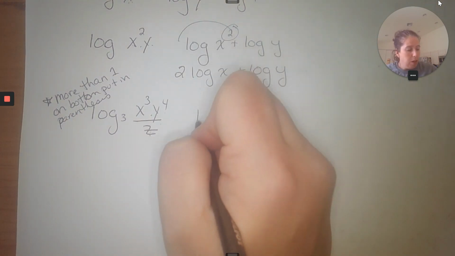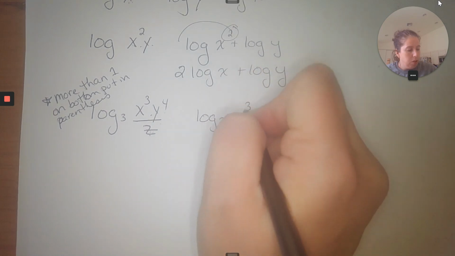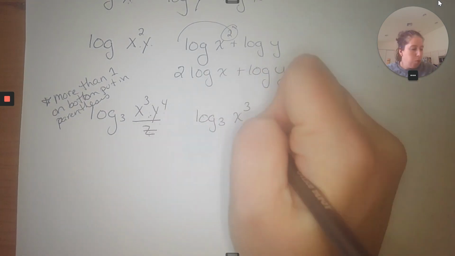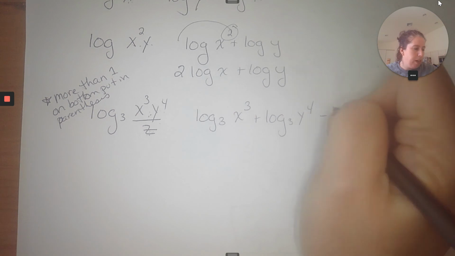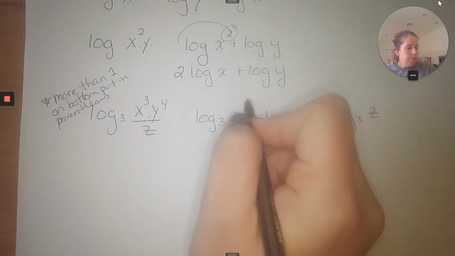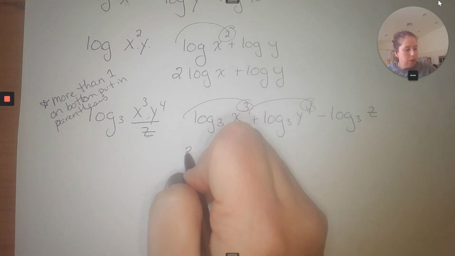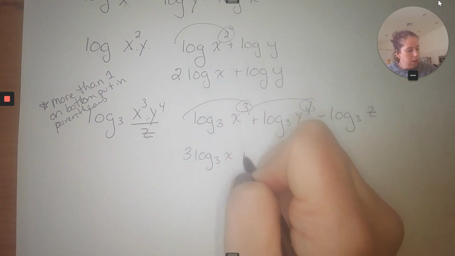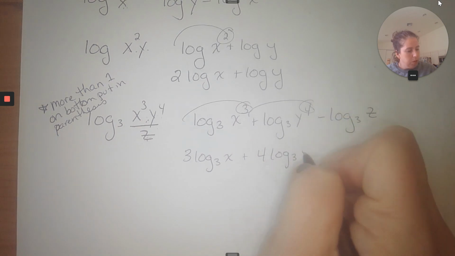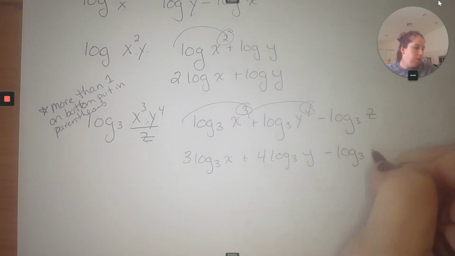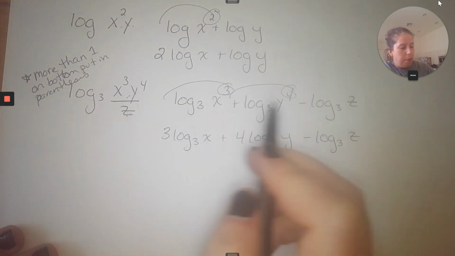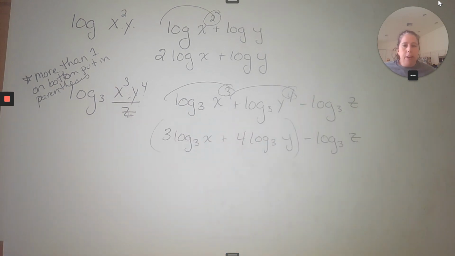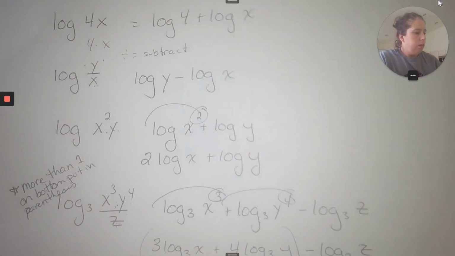Okay, so I got 3 things, right? So I got log base 3 of x to the third. Now I added, or I multiplied, so plus log base 3 of y to the fourth, and then I subtract this, right? So minus log base 3 of z. Then drop your exponents forward. So you have 3 log base 3 of x plus 4 log base 3 of y minus log base 3 of z. Okay, so if you wanted to, since there's more than 1 on the top, you can actually put this in parentheses like that, and that's fine. It's going to give you the same answer. Okay, so let's try another one.